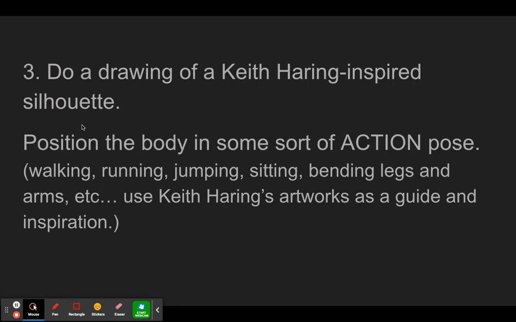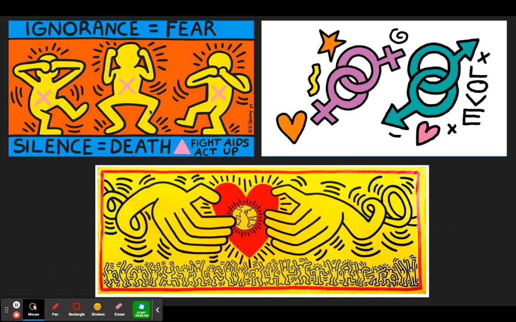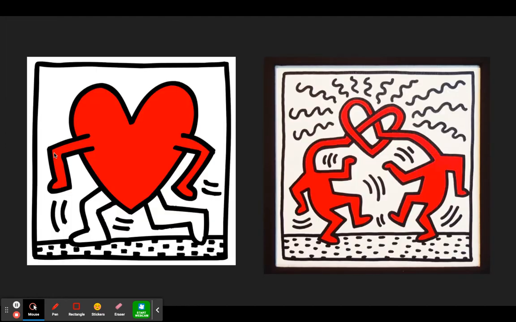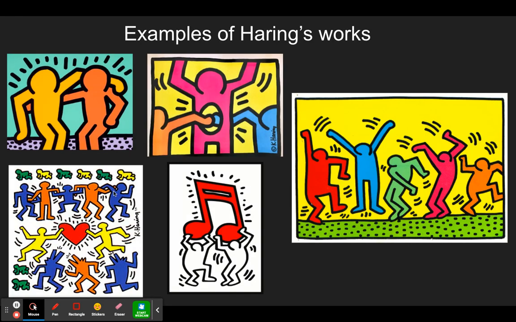The next thing is that you want to do a drawing of a Keith Haring inspired silhouette. So what that means, I'm going to scroll back here, that means these little characters right here. So these little kind of blobby characters, you can see that, they're going to be really easy to do. It's kind of like a stick figure with meat on its bones. And you can have their little head on there. Let me go back one more. And here's a bunch of them that you can choose from. I recommend, if you're having a hard time figuring out how to draw these, just copy one of the things on here.